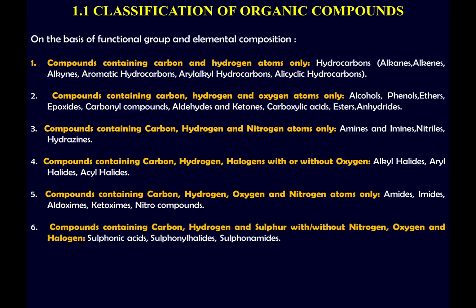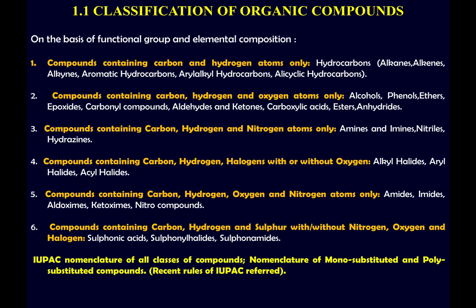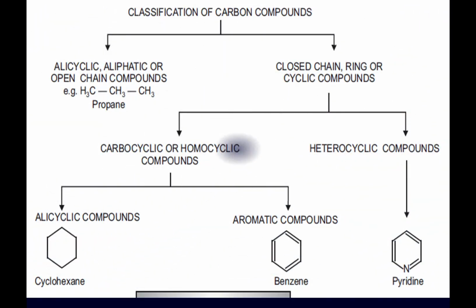Then we have the sixth class: compounds containing carbon, hydrogen, sulfur, with or without nitrogen, oxygen, and halogen. Sulfonic acids, sulfonyl halides, sulfonamides. In our next lecture we will deal with their nomenclature, but today we will see very systematically how these compounds are classified and what are their subgroups. So this is a schematic showing classification of carbon compounds into 2 types.